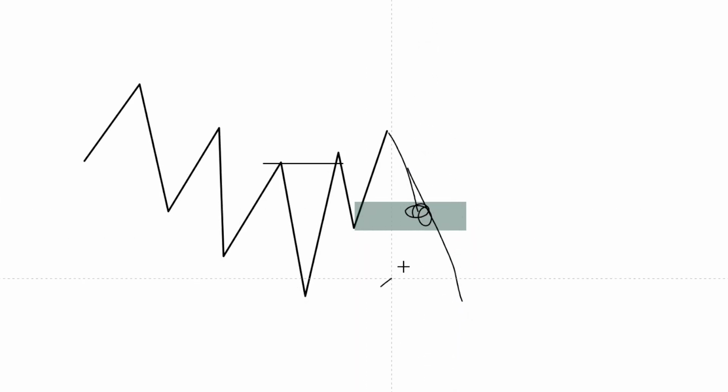So what we're doing is we're trading inverted. We're doing the opposite of what everybody else is doing. We're trying to get into an entry once the smart money traders get stopped out.